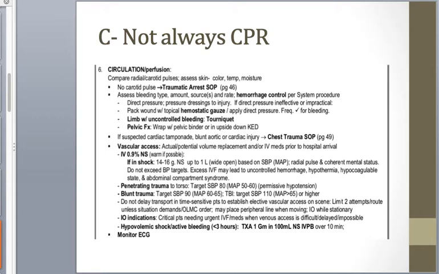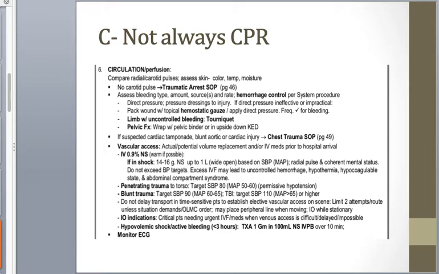We know what type of fluids we need to use, the 0.9 normal saline. If they are in shock, we're going to look for a larger gauge IV. They may need up to 1 liter wide open based on their systolic blood pressure or their MAP, as well as their mental status and the pulses that we can find. Do not exceed the blood pressure targets that we have set in the SOP book. Excessive fluids can lead to uncontrolled hemorrhage, hypothermia, hypocoagulable state, as well as abdominal compartment syndrome.